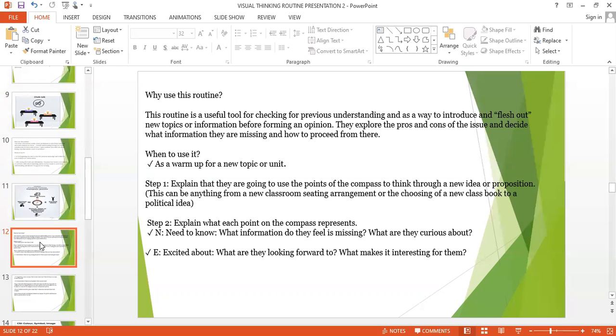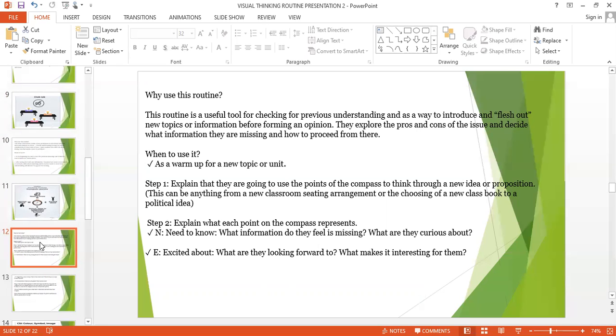So, in this, step 1 is to explain that they are going to use the points of the compass to think through a new idea or proposition. This can be anything from a new classroom setting arrangement or the choosing of a new class book to a political idea. Next step is to explain what each point on the compass represents.